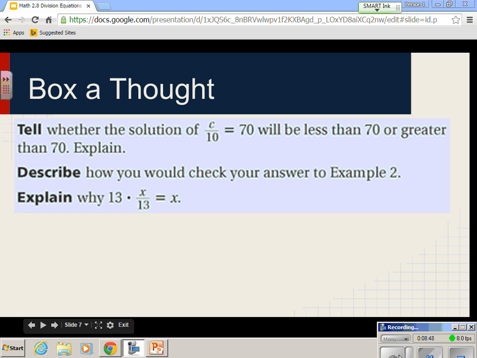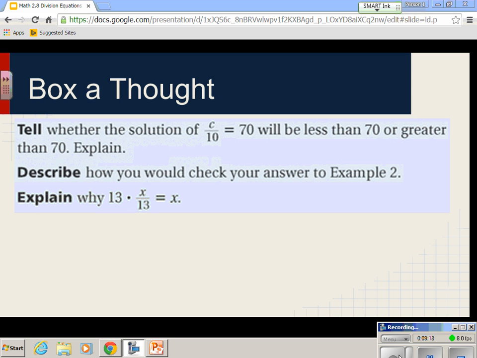All right, we made it to the box of thought. Go ahead and answer these 3 questions on your own, and then when you're ready, move on to the quiz. So again, tell me whether the c in c divided by 10 equals 70 is going to be a larger number than 70 or a smaller number than 70. We've had a problem like this for the last 3 in our box of thought. Explain your answer. Now, it says, describe how you would check your answer to example 2.